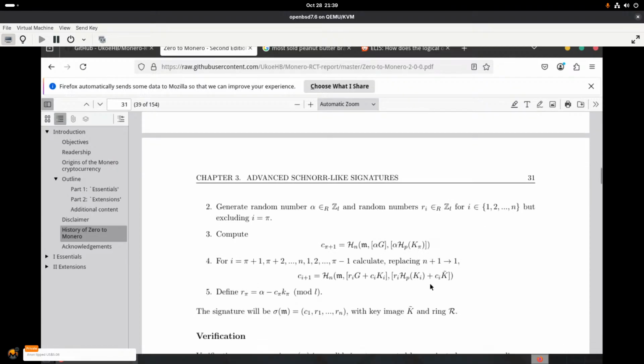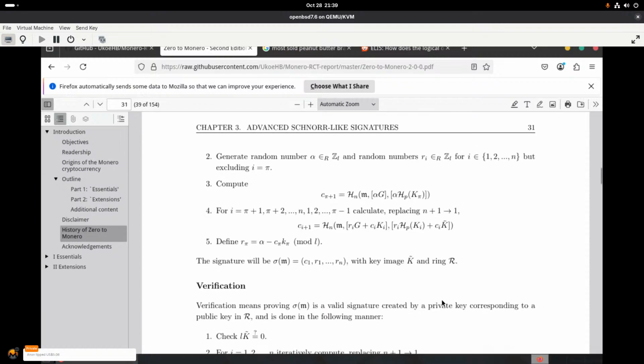Advanced Schnorr-like signatures. Generating a random number. Random numbers x_i, r_i for i = 1, 2, ..., n, but excluding i equals pi.